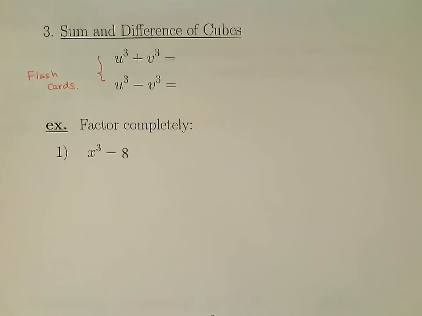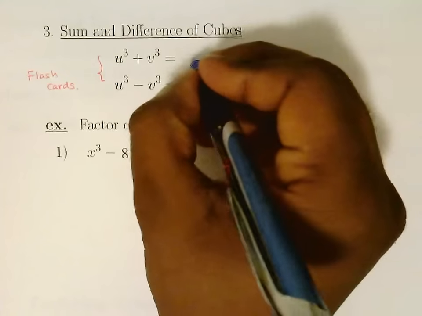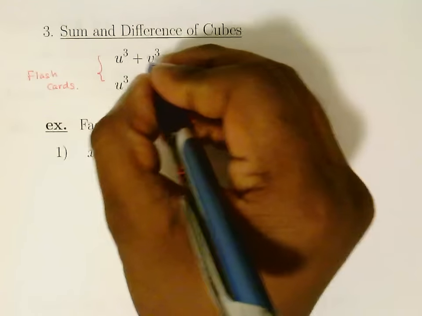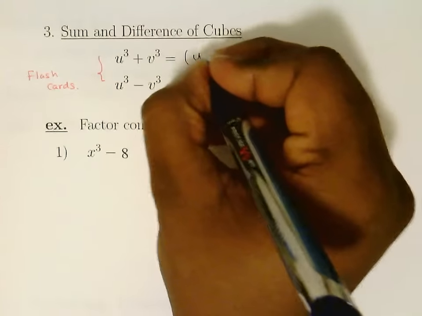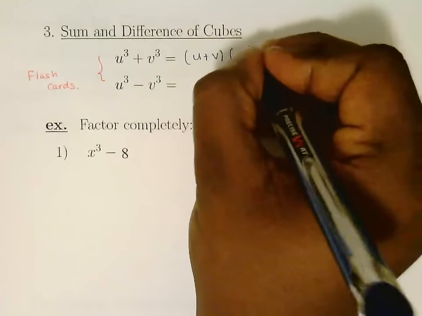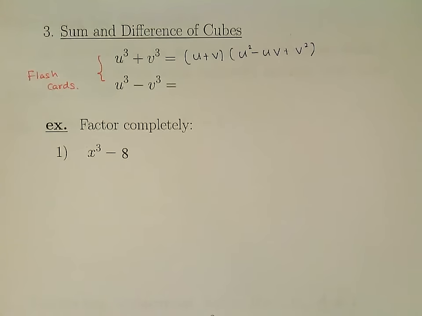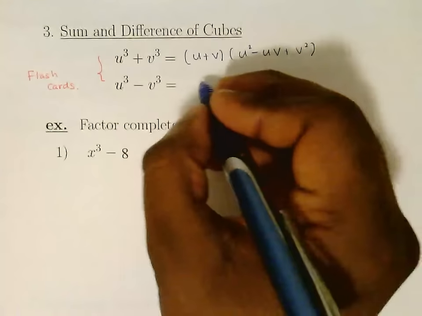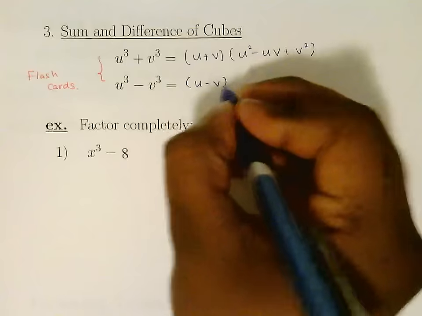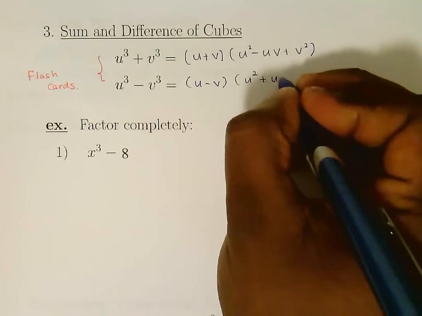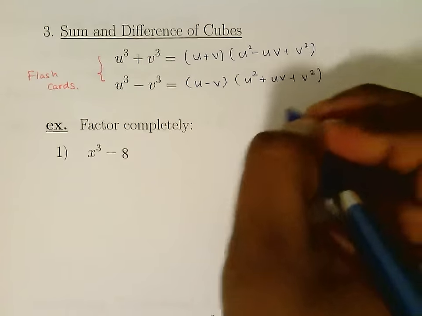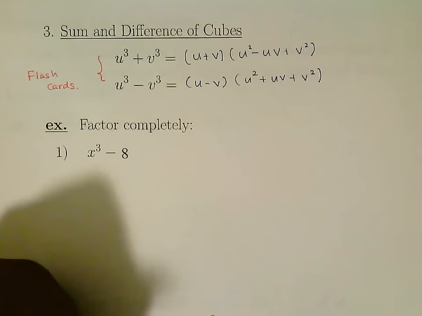Now the formulas that you need to remember: u cubed plus v cubed should be u plus v times u squared minus uv plus v squared. If someone wants to check whether this is correct, I would encourage you to FOIL it and see whether you get the same thing. And the difference of two cubes is factored as u minus v times u squared plus uv plus v squared. Again, you can check this for yourself.